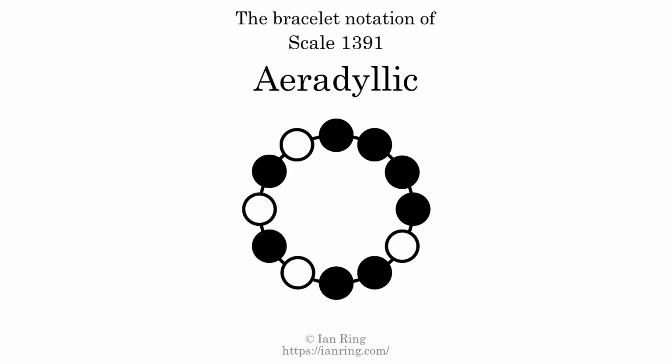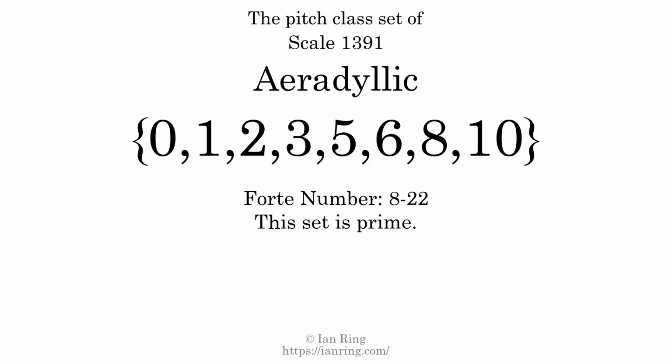This is a bracelet notation diagram of scale 1391. The shaded circles represent tones that appear in the scale, and they are read clockwise, starting at the top. The pitch class set for this scale is 0, 1, 2, 3, 5, 6, 8, 10. The Forte class is 8-22.